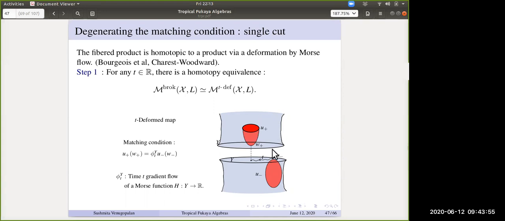This is called a t-deformed map, and one can show that the moduli space of t-deformed maps is homotopy equivalent to the moduli space of broken maps. That feels very natural because one can think of broken maps as zero-deformed maps, and you can go continuously from 0 to t.